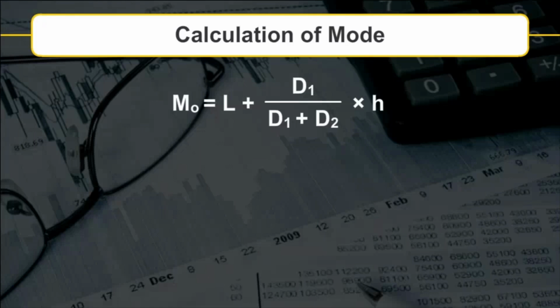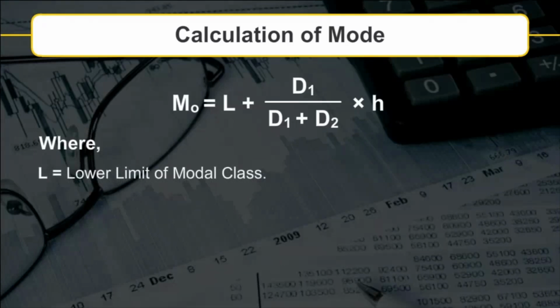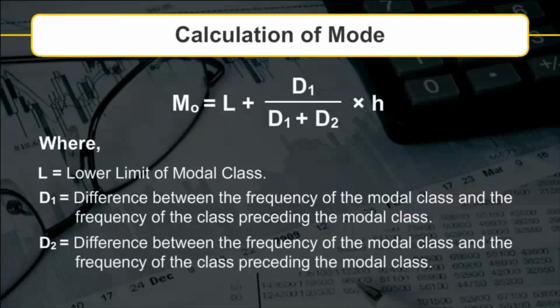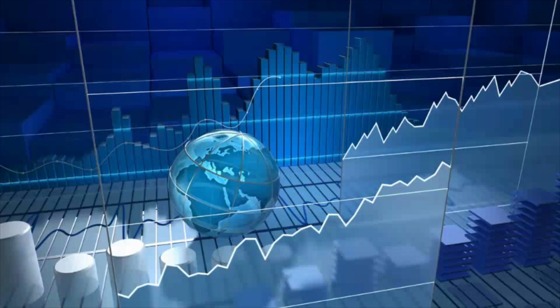MO is equal to L plus (D1 / (D1 plus D2)) times H, where L is equal to the lower limit of the modal class. D1 is equal to the difference between the frequency of the modal class and the frequency of the class preceding the modal class. D2 is equal to the difference between the frequency of the modal class and the frequency of the class succeeding the modal class. H is equal to the class interval of the distribution.